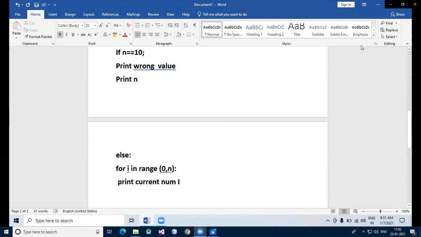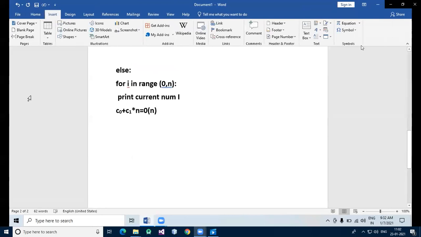Therefore, total time is C0 plus C1 into n, that is O of n. Okay, so this is about the guidelines for finding out the time complexity of a piece of code.